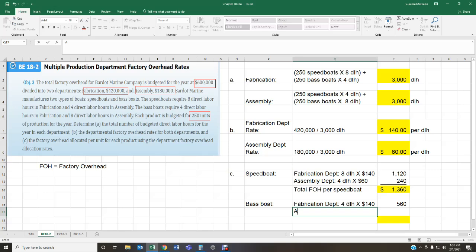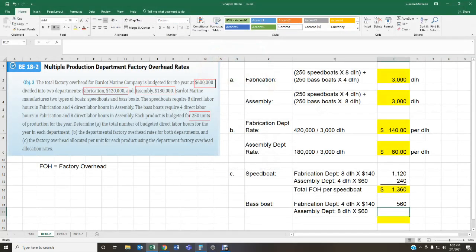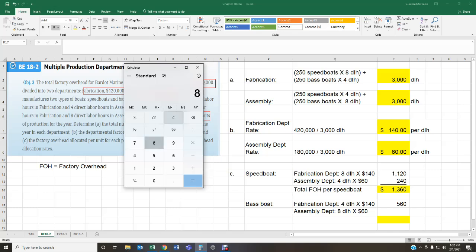Now I've got the assembly department. For the assembly department, it takes me 8 direct labor hours in assembly. So it's 8 direct labor hours, and my assembly department rate is $60. Sorry about that. Let me get my calculator. Here we go. So I've got 8 hours times 60. That's 480.